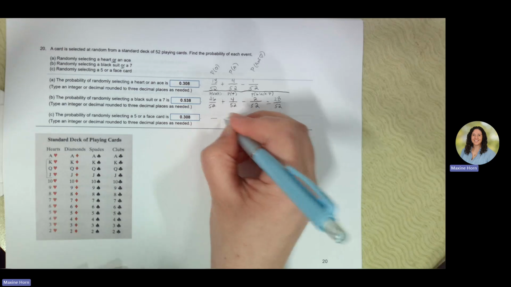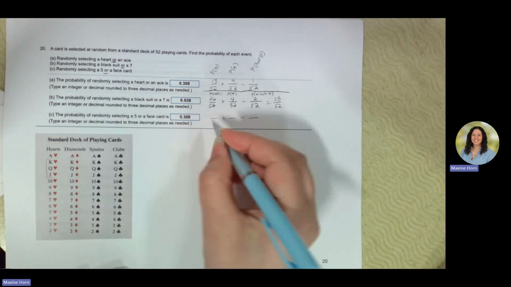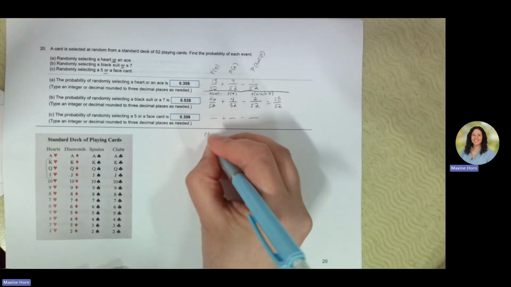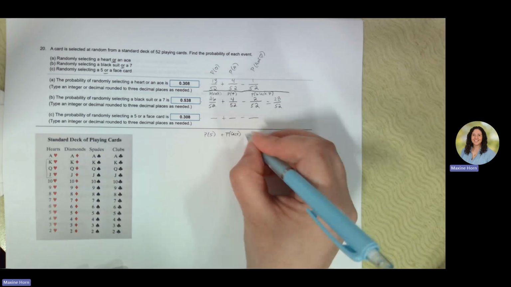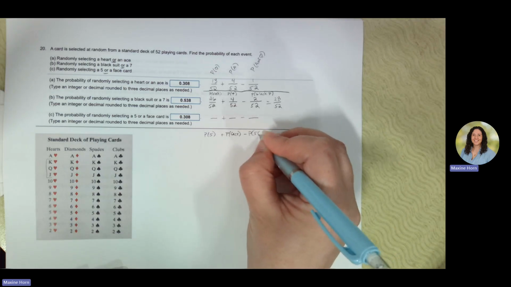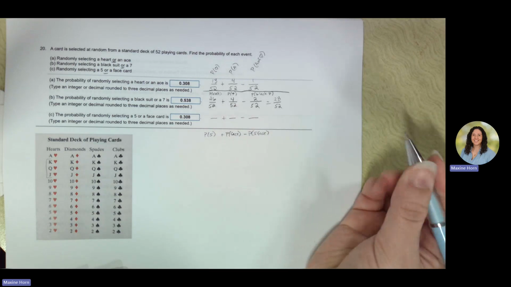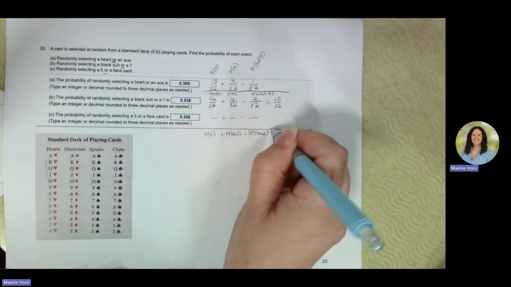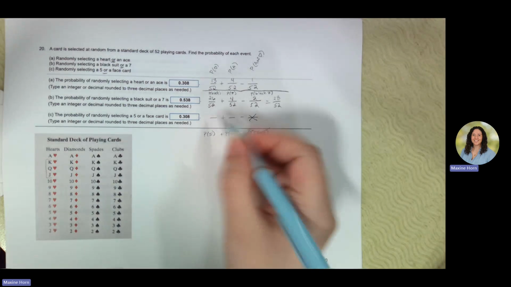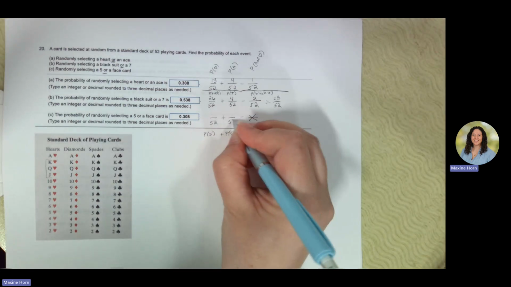So again, we have something plus something minus where they overlap because we have "or." So this is going to be the probability of a 5 plus the probability of a face card minus the probability of a 5 that is a face card. Well, wait a minute. None of the 5s are face cards. There is no overlap, so we're not going to have to subtract anything. Or if we wanted to, we could, but it's going to be 0. All right, so the probability of 5. Again, I've got denominators of 52.